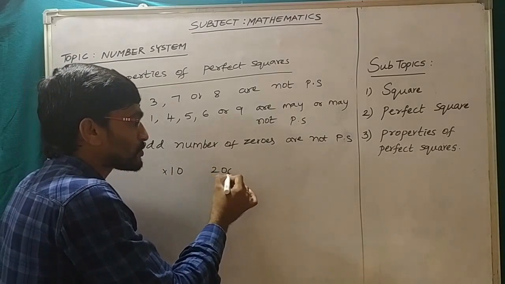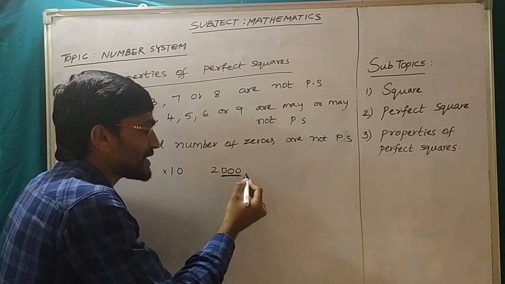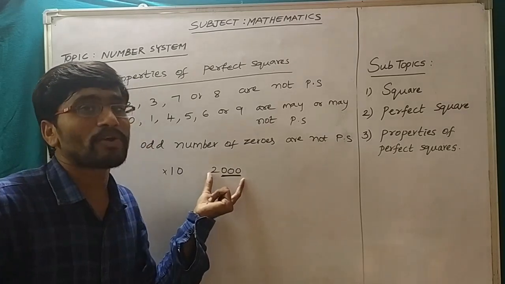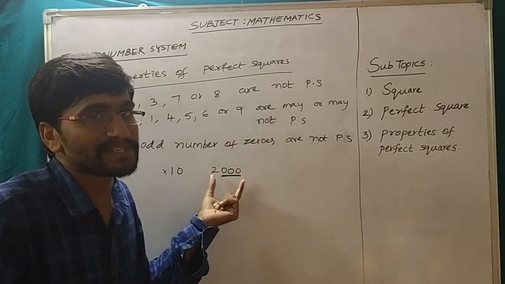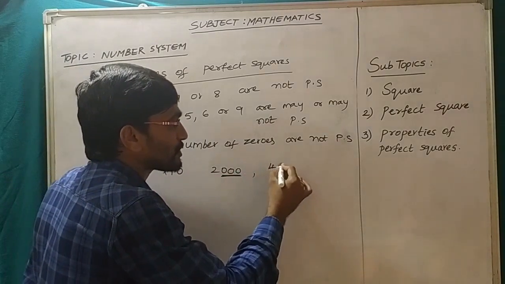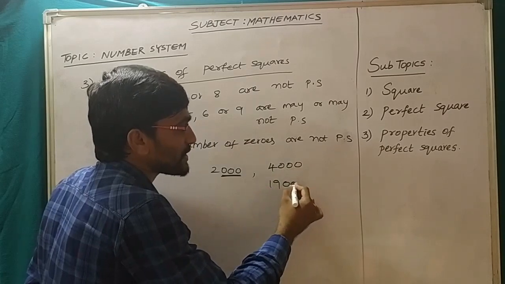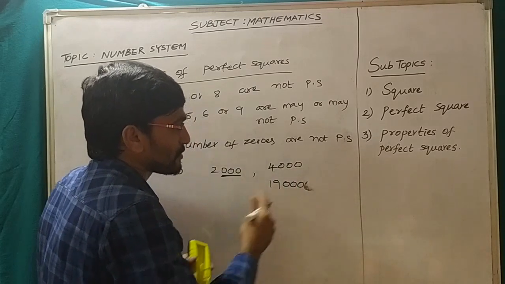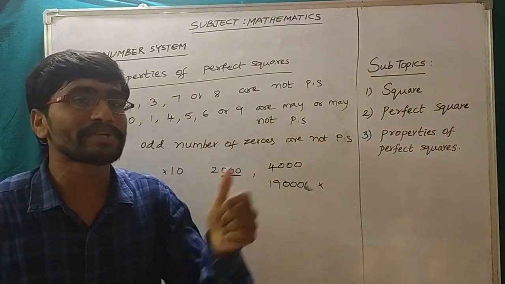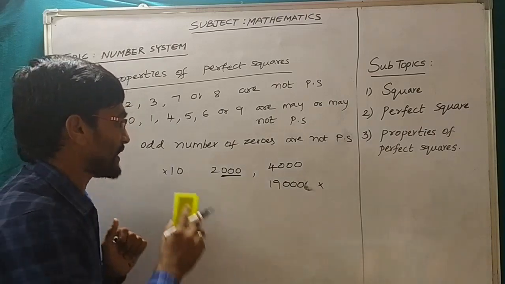Similarly, 2000 ends with 3 zeros. 3 means an odd number of zeros. So 2000 is also not a perfect square, because it cannot be expressed as the square of any other natural number. Like that 4000, 19,000, these are all not perfect squares. The numbers ending with an odd number of zeros are not perfect squares.